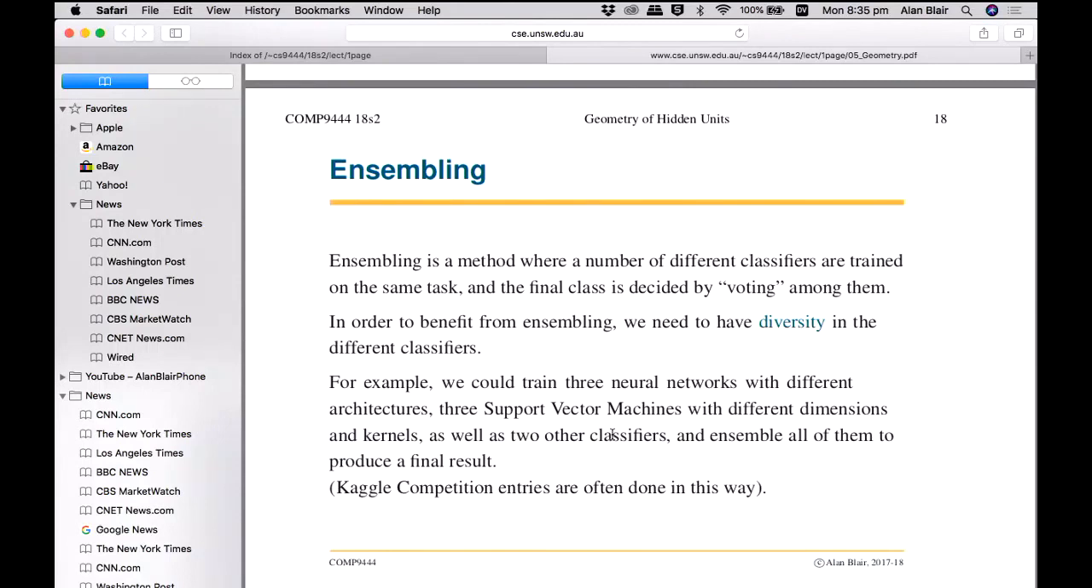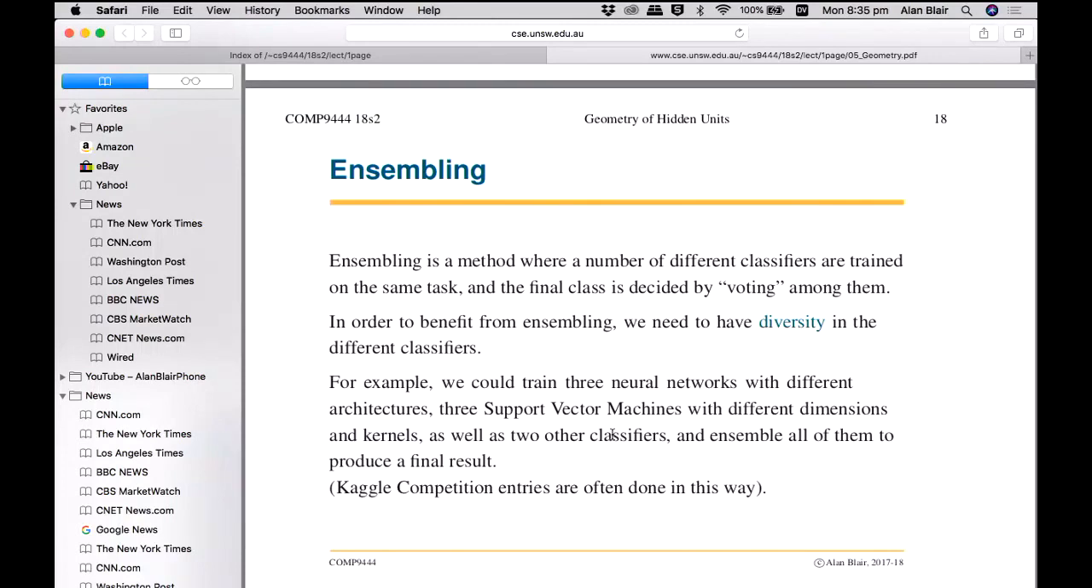And especially if I train different types of learners. So if you look at these Kaggle competitions, you often find that the winning entries use this kind of approach. They'll pick 3 different neural networks with different numbers of hidden nodes and different architectures. They'll train each one on the task.